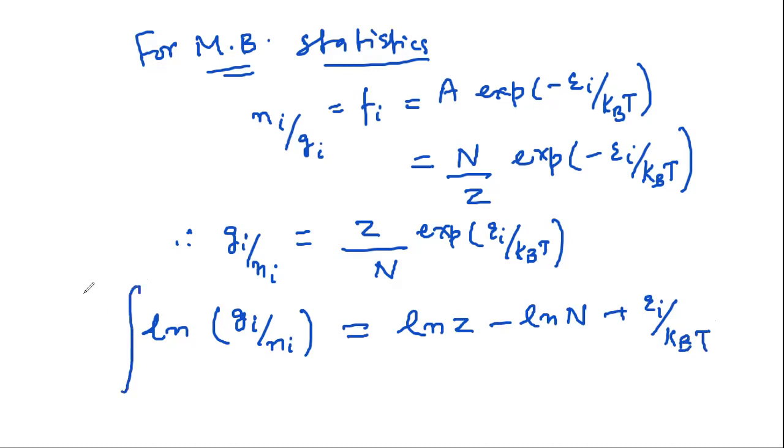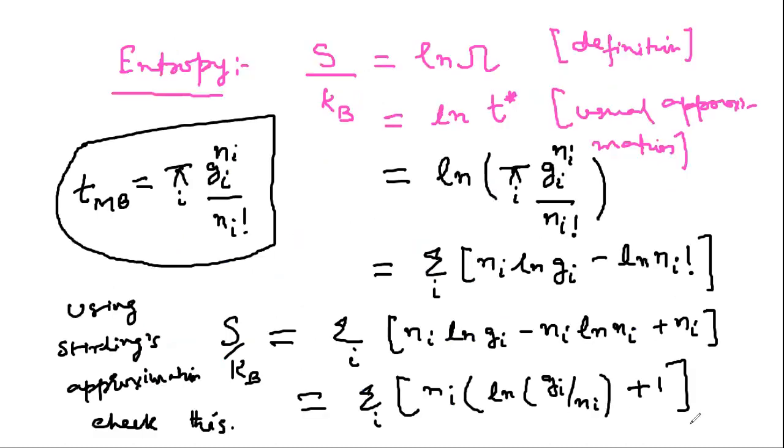Check this. This is not integral. Let me first use another color. Check it. So when you apply the ln, you will get ln Gi by Ni is ln z minus ln n plus epsilon I by kT. Now we put it in the expression. We put it here, ln Gi by Ni. So when we put it, we get this.